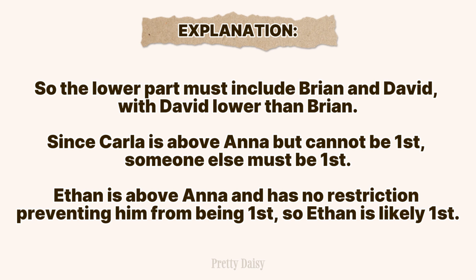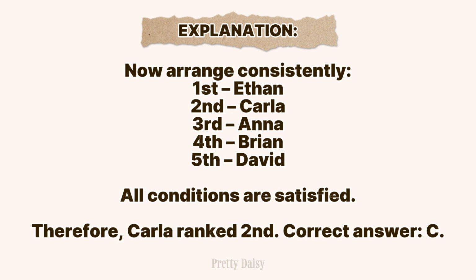Since Carla is above Anna but cannot be first, someone else must be first. Ethan is above Anna and has no restriction preventing him from being first, so Ethan is likely first. Now arrange consistently. First, Ethan. Second, Carla. Third, Anna. Fourth, Brian. Fifth, David. All conditions are satisfied. Therefore, Carla ranked second. Correct answer: C.